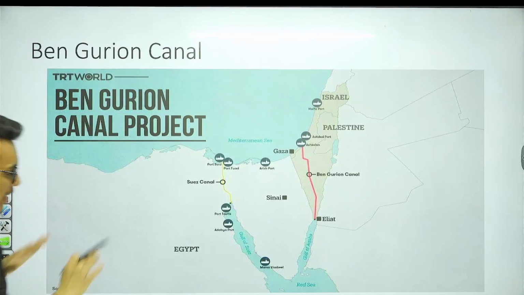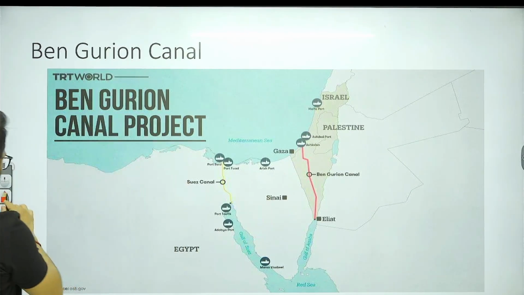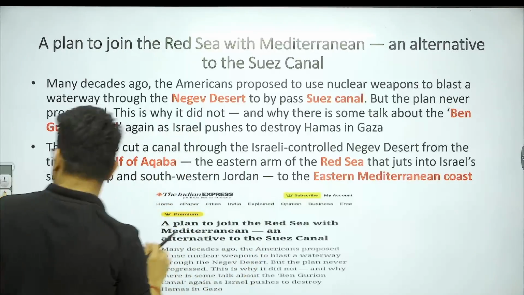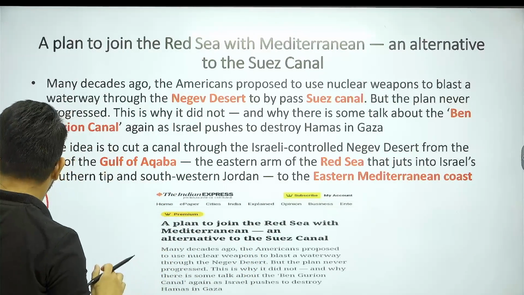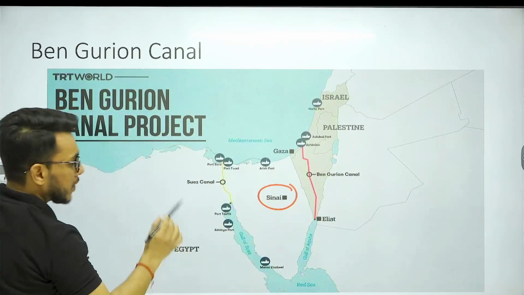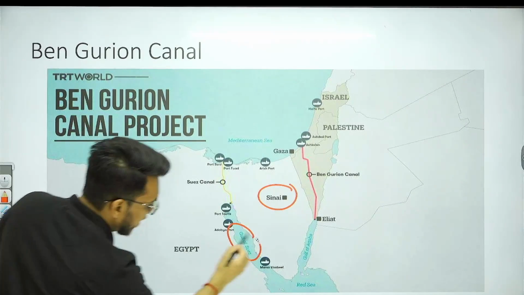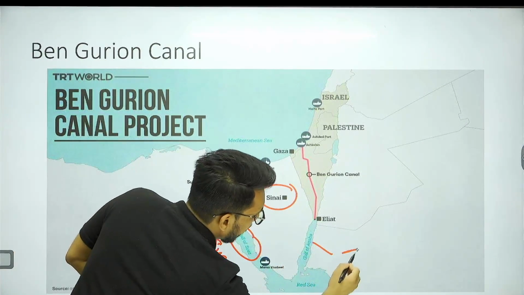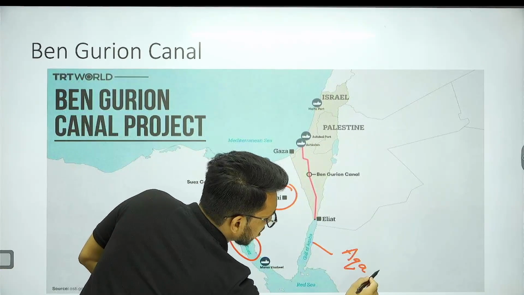Now, guys, here, if you focus, we have Sinai Peninsula. Now here we have Gulf of Suez. Here we have Gulf of Aqaba. I'm going to discuss them also, don't worry.